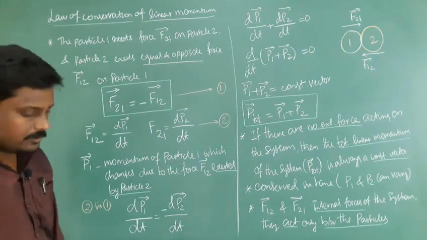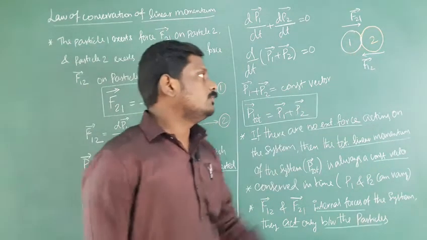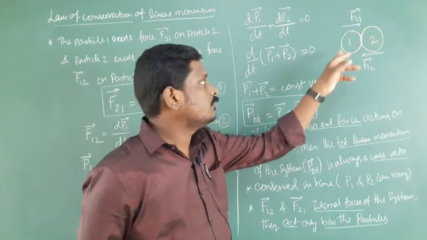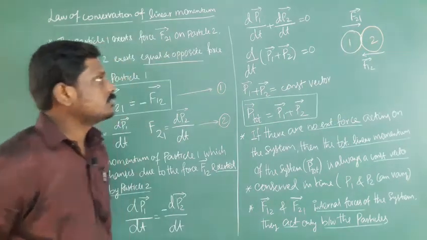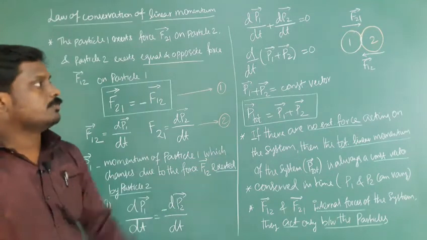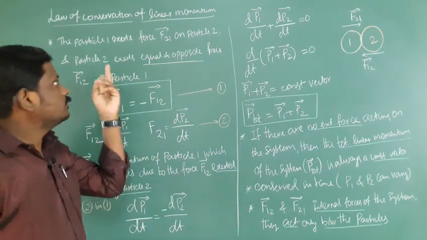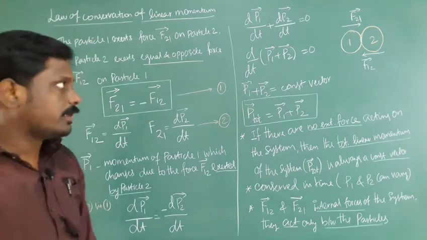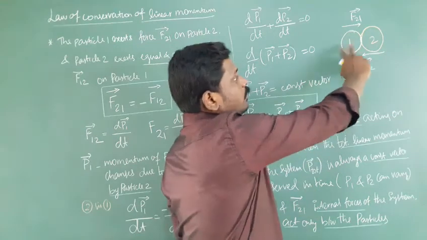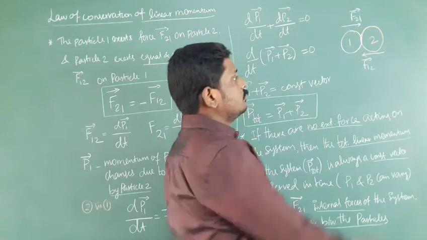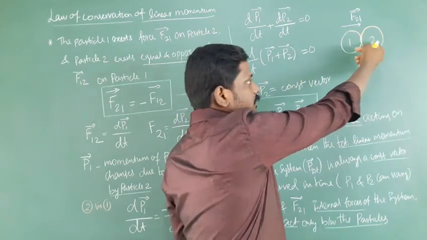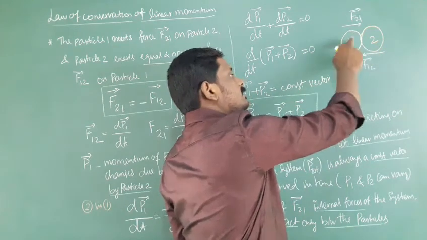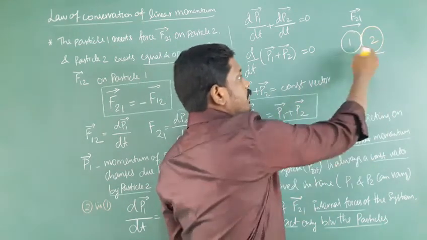Consider two particles, particle 1 and particle 2, that interact with each other. There is a force acting. Particle 1 exerts a force F21 on particle 2. At the same time, particle 2 exerts an equal and opposite force on particle 1.